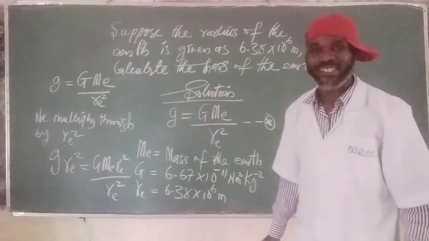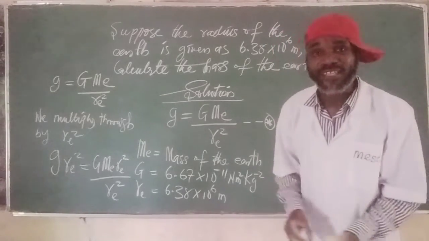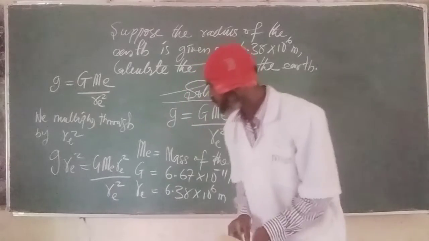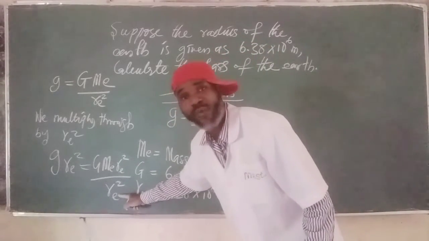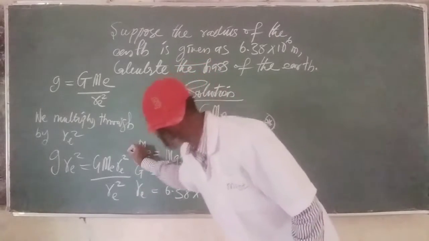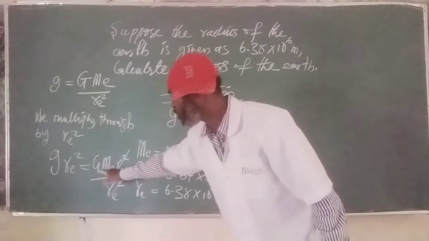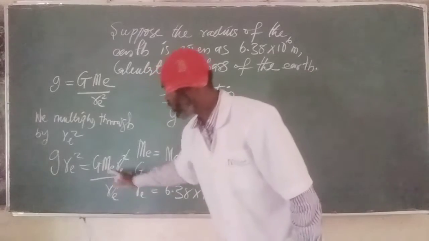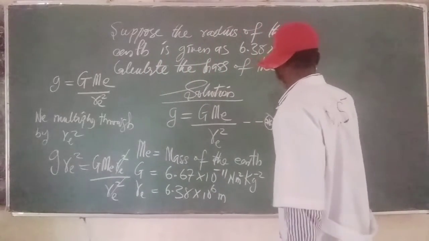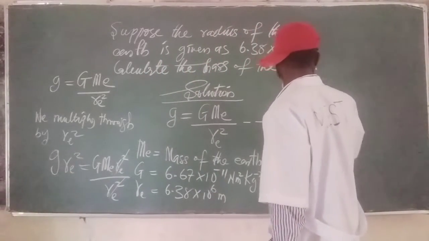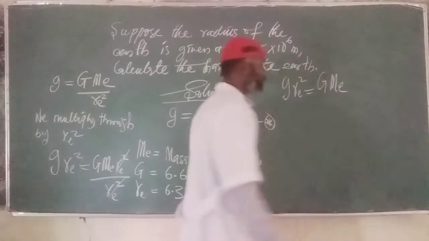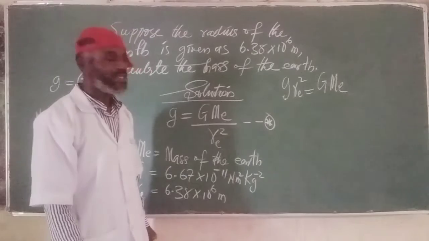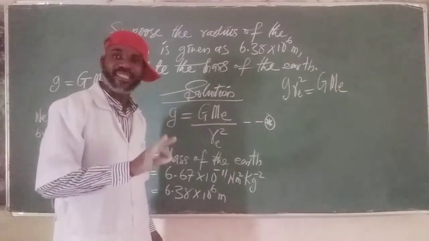This is becoming interesting. What do we do next? We cancel out. We have RE squared in the numerator and RE squared in the denominator, so we cancel out and we are left with g RE squared is equal to capital G ME. That's how to make a particular parameter the subject.